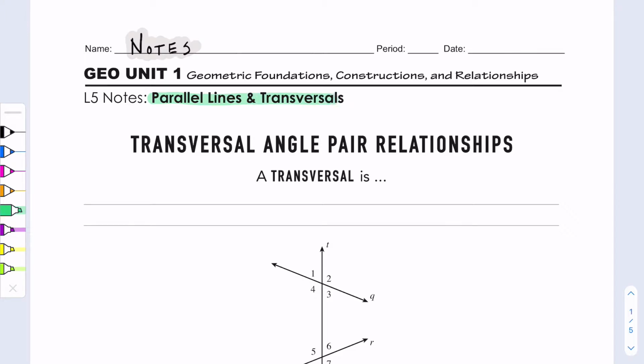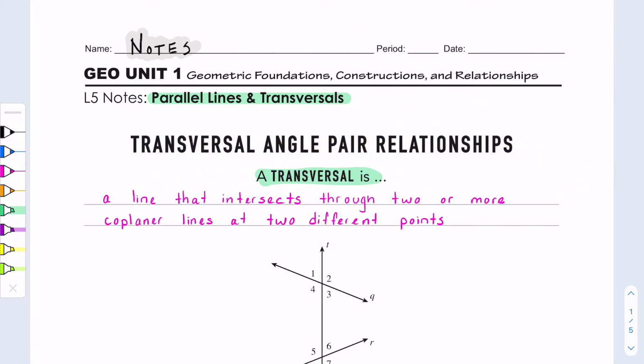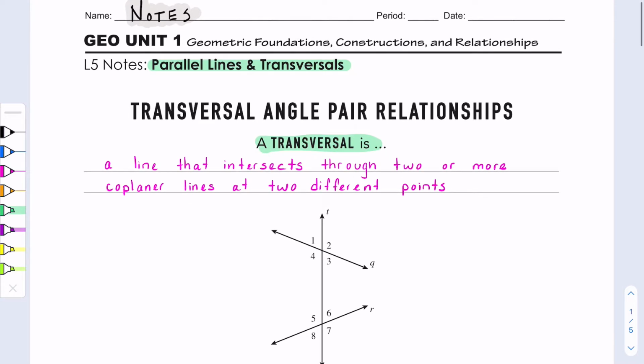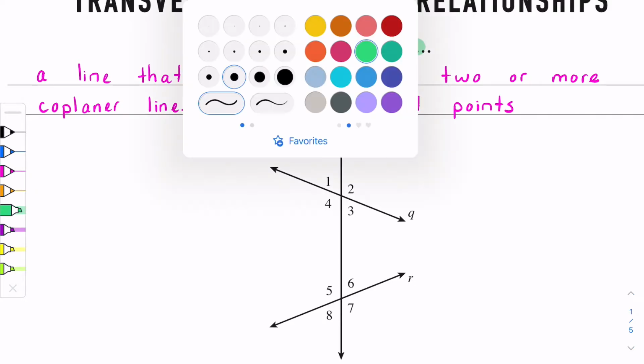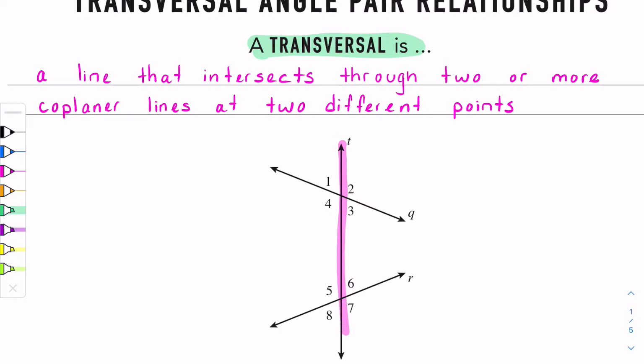Parallel lines and transversals. So a transversal is a line that intersects through two or more coplanar lines at two different points. So if we zoom in and we look at this model, this line here is called the transversal. This transversal intersects two different lines at two different points.